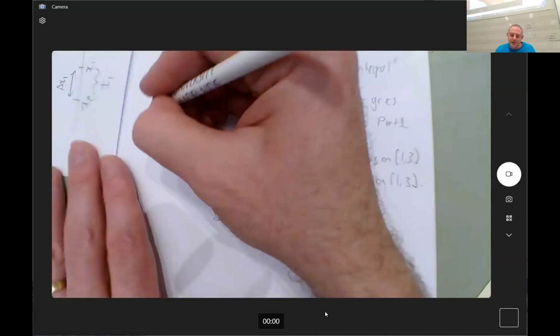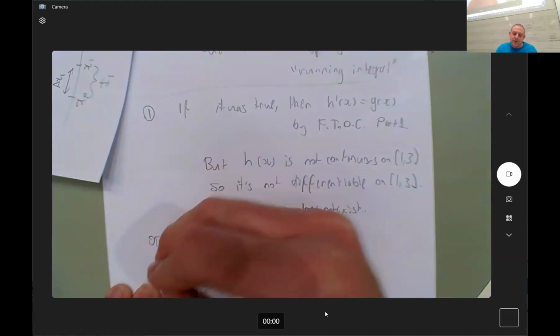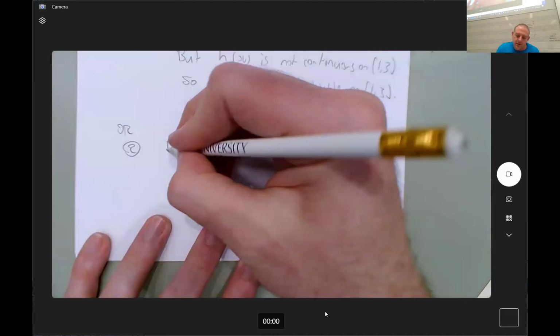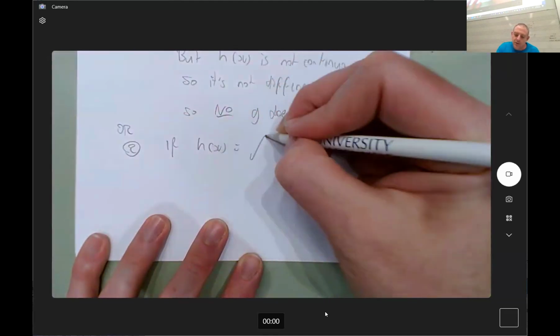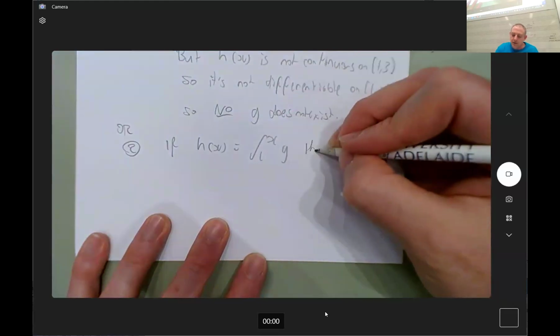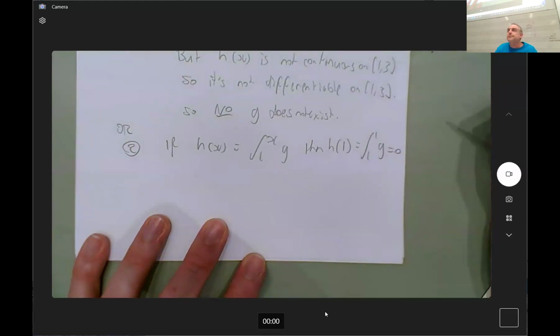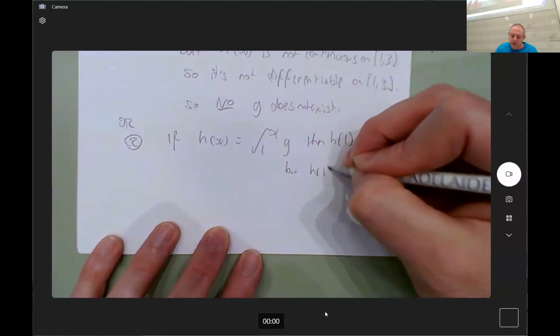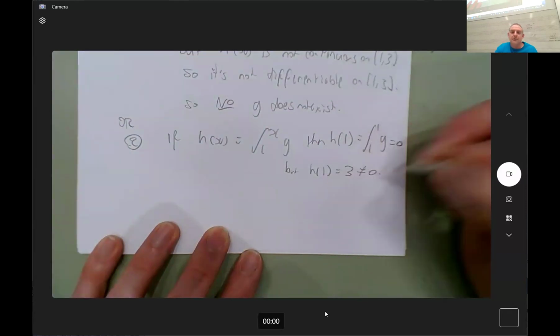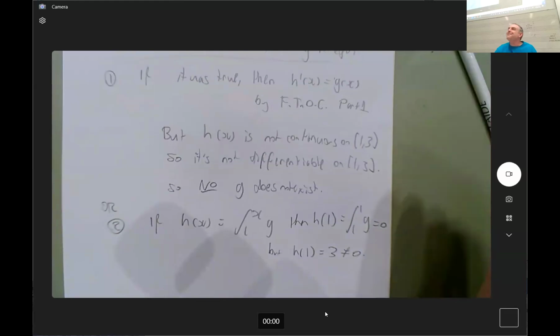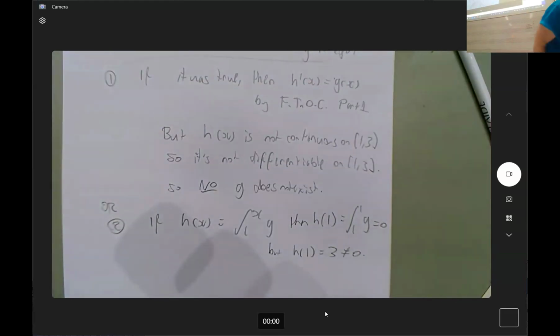Reason 2 is that if h of x was the integral from 1 to x of g, then h of 1 would be the integral from 1 to 1 of g, which is 0. But h of 1 is in fact 3, not 0. That's the other reason. And if I had this exam question and I noticed both of those things, I would write them both down to prove that I knew them both, just in case.